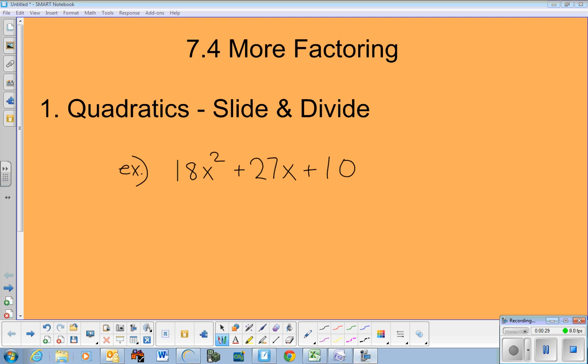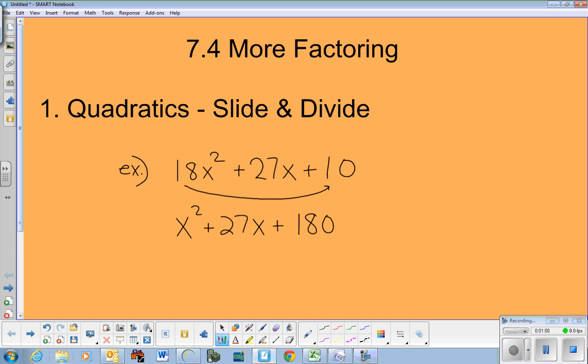But there are options. I just want to give you another option that maybe, if you like procedure and you like step 1, 2, 3, 4, 5, this might be one you like. This one's called slide and divide. So what I'm going to do is take this 18, slide it over, and multiply it by 10, which leaves me with x squared plus 27x plus 180. And now, with the 18 gone from the front, I have created just a 1x squared.